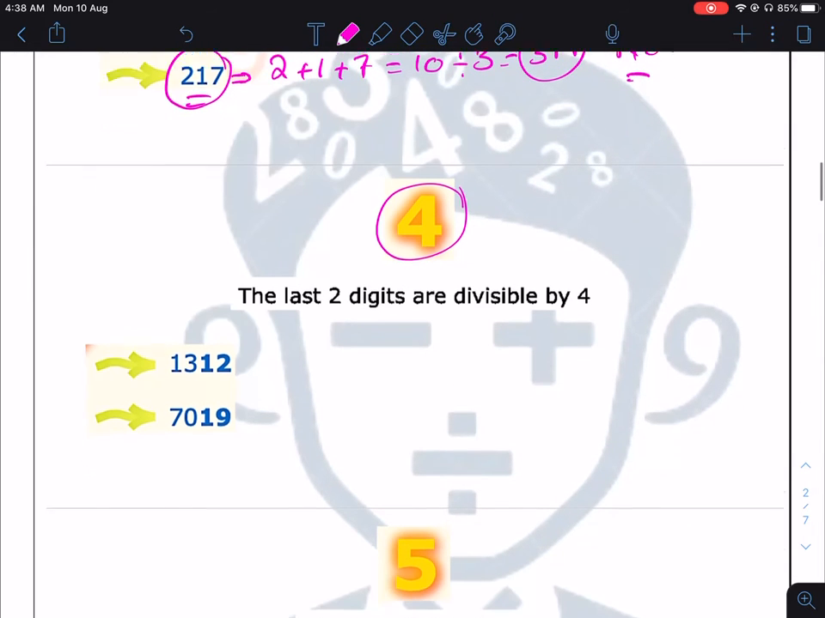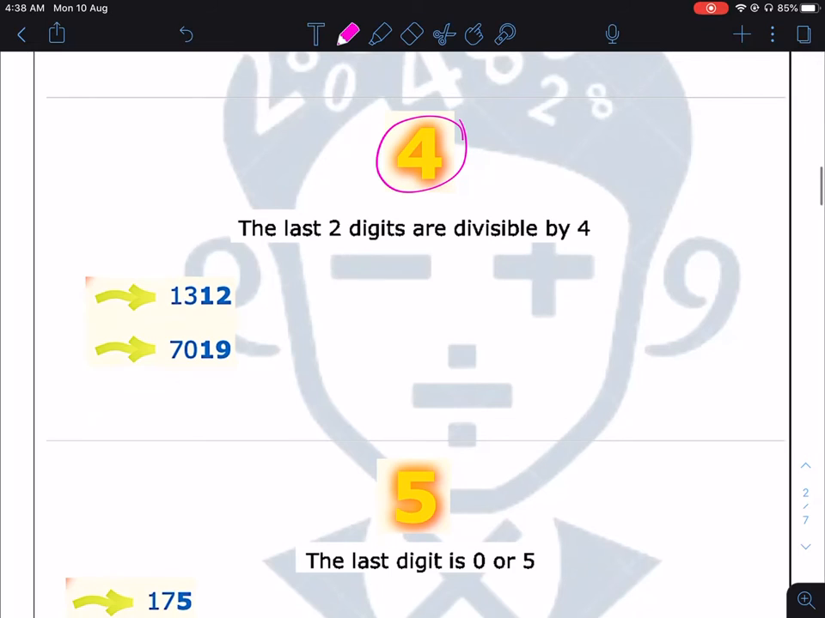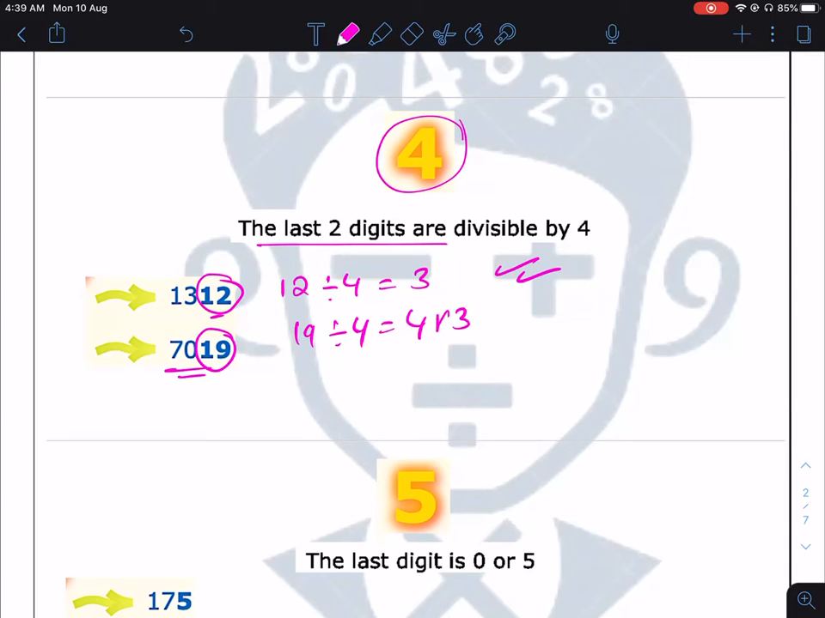For the number 4, a number is divisible by 4 if the last two digits are divisible by 4. So always, to check divisibility by 4, look at the last two digits. Don't care about any other digits, only the last two digits. For this number, 12, can you divide 12 by 4? Yes, I can. So this number is divisible by 4. But for the number 7019, the last two digits are 19. Can you divide 19 with no remainder? No. 19 divided by 4 is 4 and the remainder is 3. So this number is not divisible by 4.